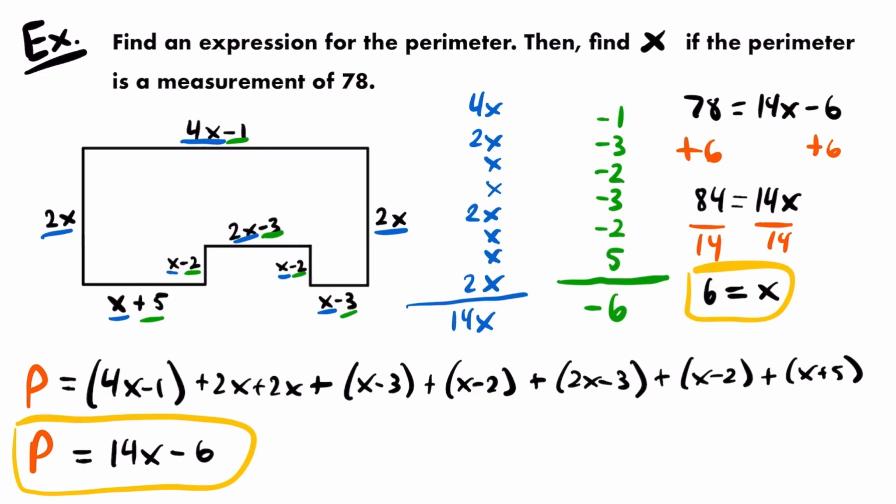All right, and once again, you can now figure out the actual measures of these sides of the shape using this value of x. You could plug 6 in for each of these x's and find those measurements, but we don't have to do that here. We are just told to solve for x, and so we're done. All right, and so that's it for this example.